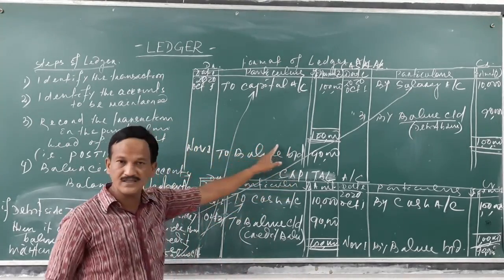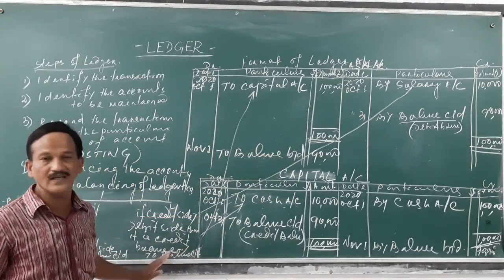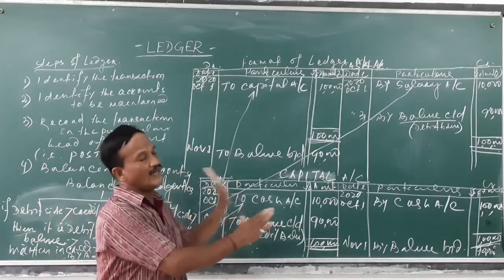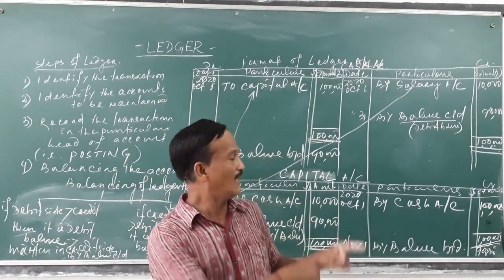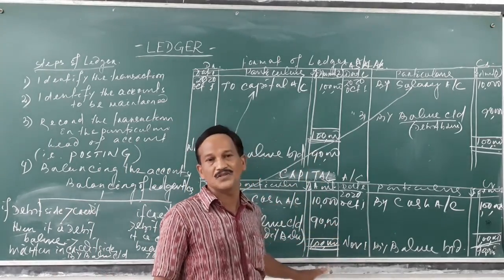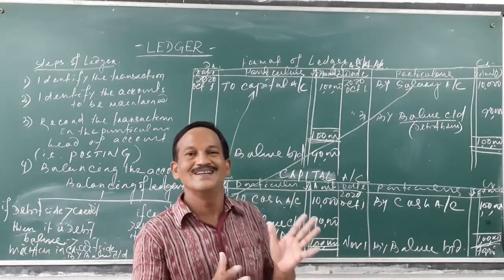Posting of ledger accounts we had seen. Then balancing of ledger accounts we had seen. Likewise, all the ledger accounts are to be prepared, summarized, and the balancing of the ledger accounts is to be done. Hope you have understood it.